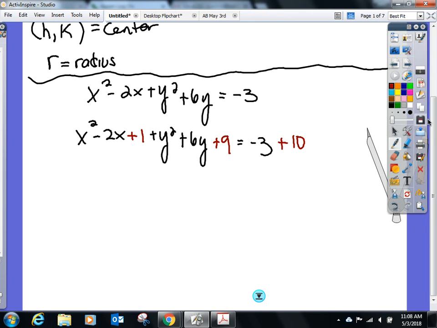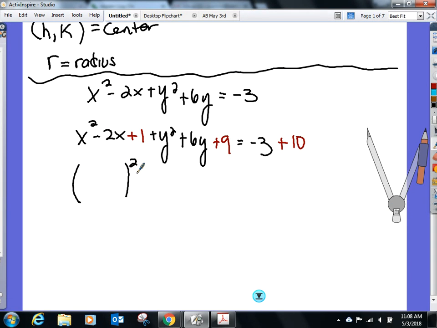One more step. Go back to your x's, so I don't have to try to factor that. What should go inside? What was half your b value again? The sign goes with it. Minus 1, squared. Plus, do the same thing. What was half your b value on the y's? Plus 3, all squared. And over here I have 7.